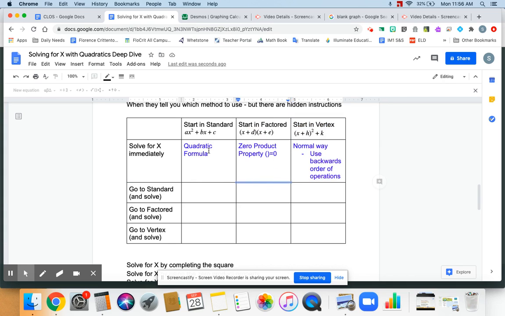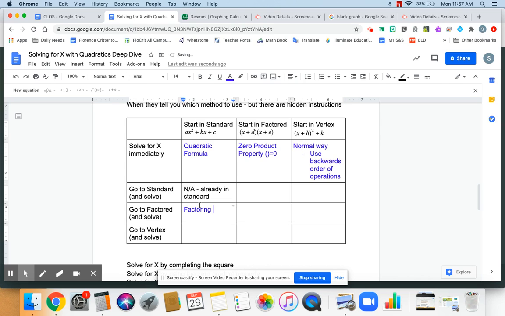These are the two weird ways, because this one only has one x, and these two have two x's in them. Because of that, you can't just solve for x the normal way, where you use backwards PEMDAS. You have to use these two extra rules to solve it in these forms. So if I start in standard and I want to go to standard, this one's not applicable because it's standard already. However, if I start in standard and I want to go to factored, how do I convert standard into factored form? I use factoring.